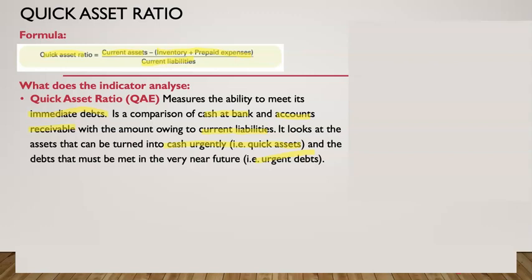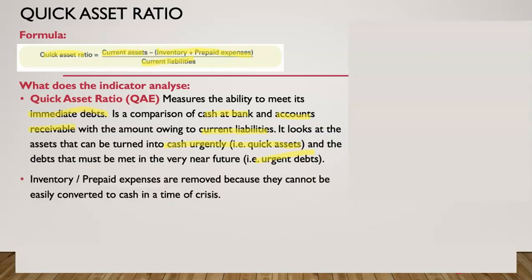Why is this? Because cash can always be used to pay off your debts, and there is an assumption that you can turn your accounts receivable into cash pretty quickly, hopefully within 30 days, for example, if your credit terms are 30 days. So it removes inventory and prepaid expenses because these cannot easily be converted into cash in a time of crisis. If you owe a lot of money in 5 days' time, it's going to be hard to turn that inventory into cash in time. And those prepaid expenses, for example the prepayment of rent for 6 months, your landlord isn't going to give you that money back. It's really money out the door.